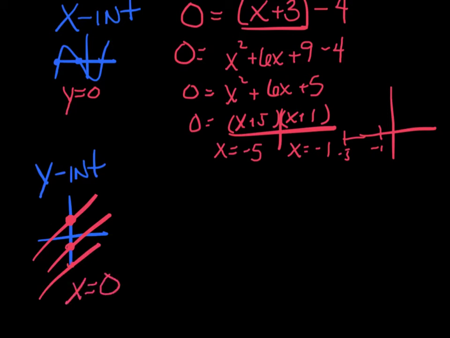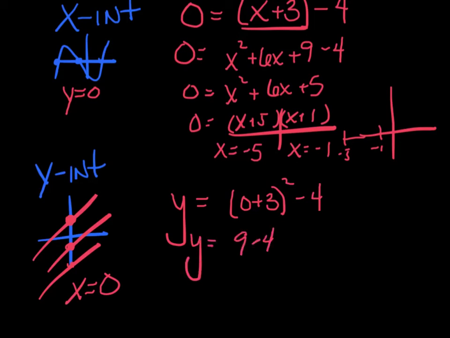So this time I'm going to substitute 0 into x. I've got 0 plus 3 squared minus 4. So y equals 9 minus 4, which is 5. So I know that this graph is going to cross at y equals 5. So now I have an idea of what this graph looks like. It's an upward-opening parabola, hits the x-axis at -1 and -5, and hits the y-axis at 5.